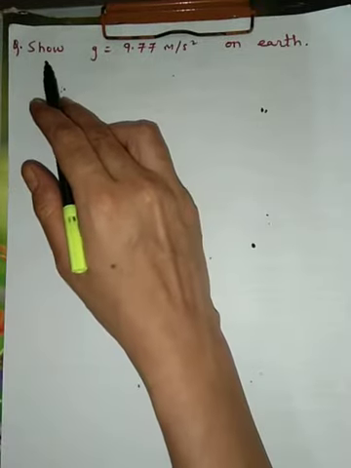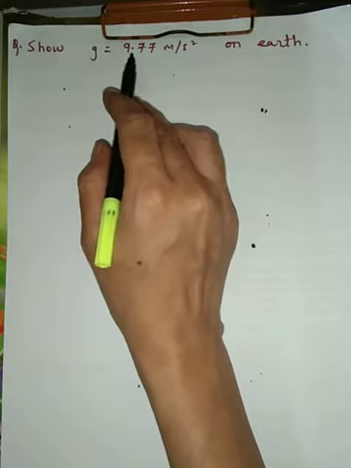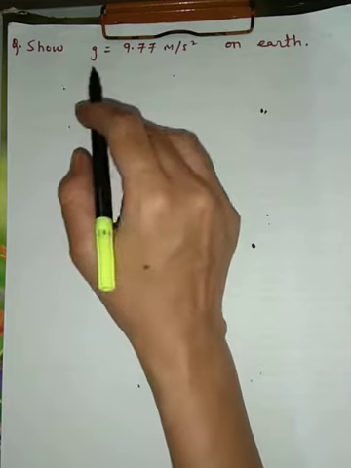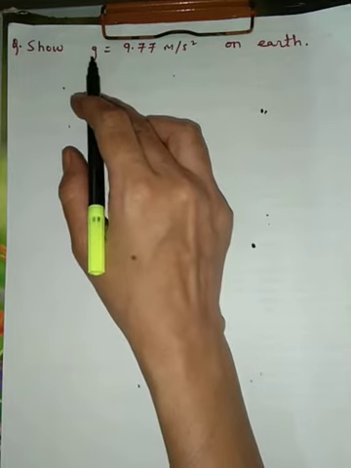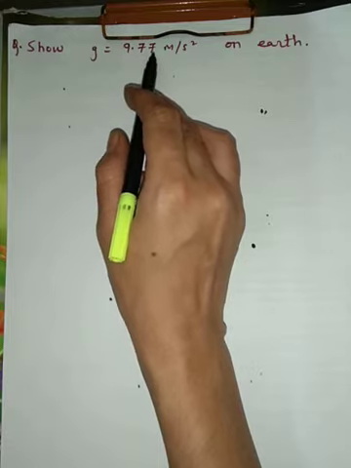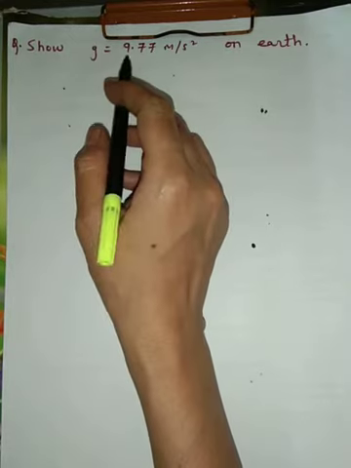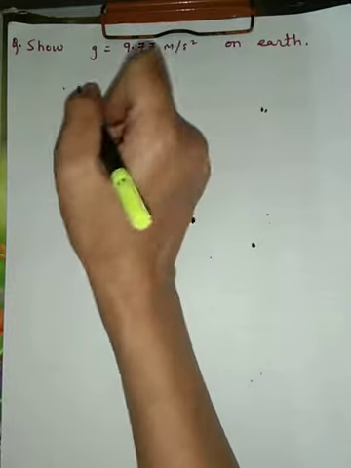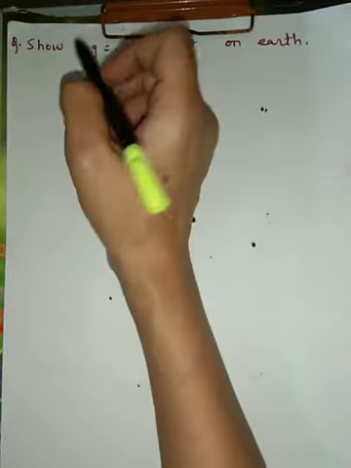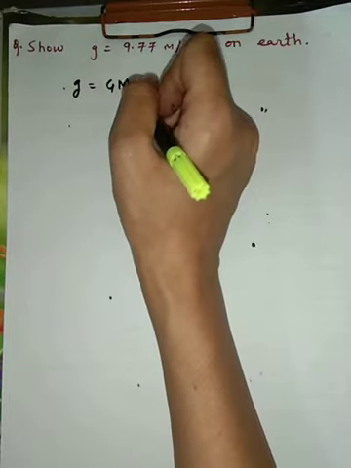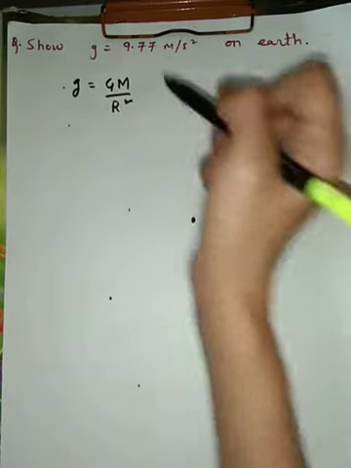First type of the question is: show that small g value is 9.77 on the surface of the earth. So how we are going to prove this, that the value of small g on the surface of the earth is 9.77, which we will be rounding up to 9.8 sometimes when we solve sums. So how you will go with the answer of this question? You will first say we know that small g is equal to GM upon r square.